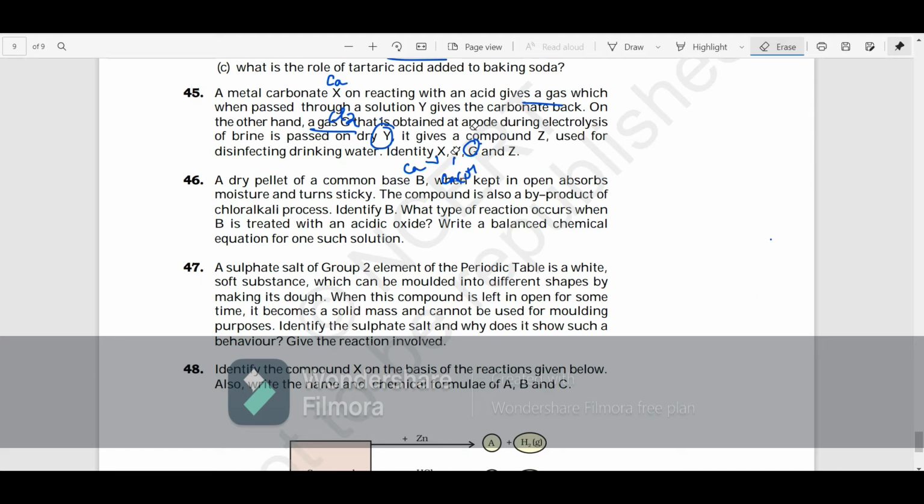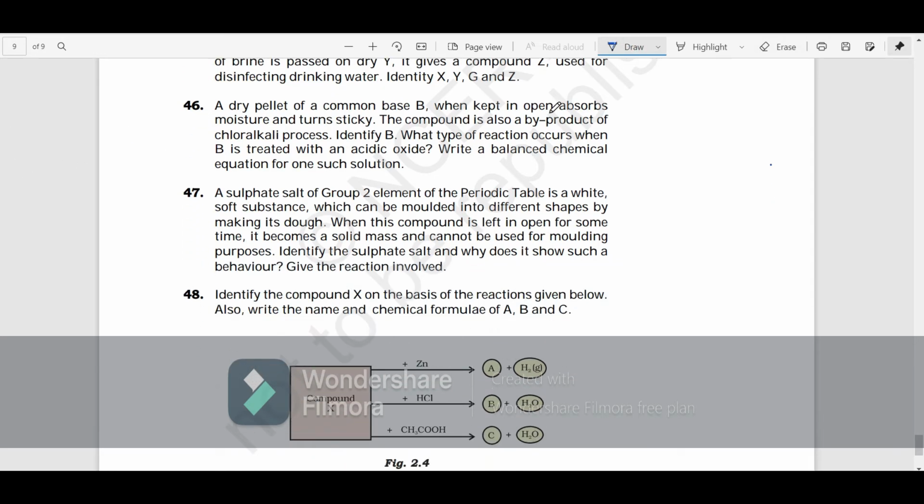Okay, let's move on to the next one. A dry pellet of a common base B, which when kept in open absorbs moisture and turns sticky. The compound is also a byproduct of the chloralkali process. Identify B. What type of reaction occurs when B is treated with an acidic oxide? Write a balanced equation for one such reaction.